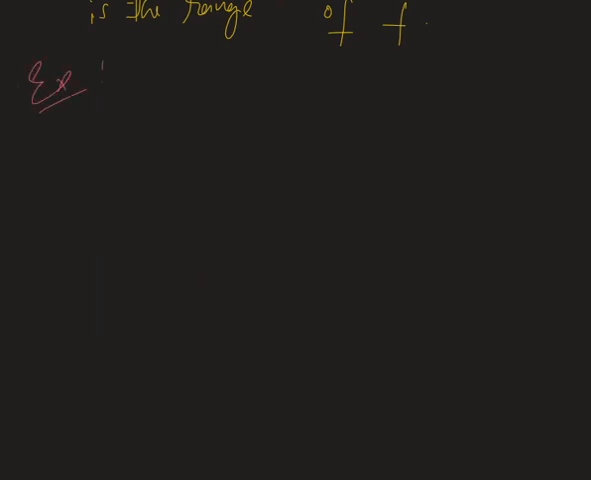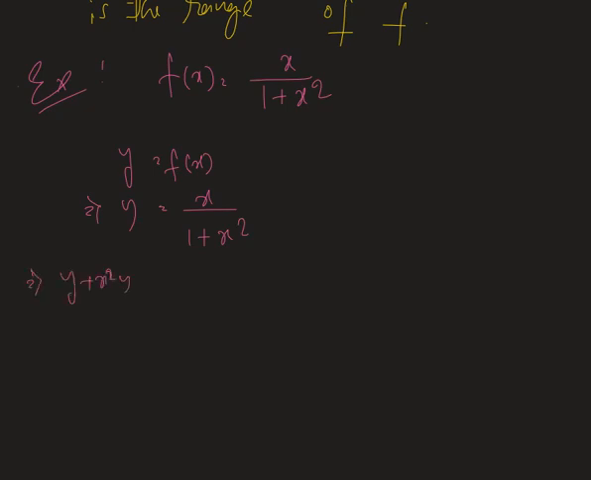Example. Suppose we are given a function f(x) which is defined as x divided by 1 plus x square. First, we set y equal to f(x). That is, y equal to x divided by 1 plus x square. Then y plus x square y is equal to x. Then we can write that x square y minus x plus y is equal to 0.